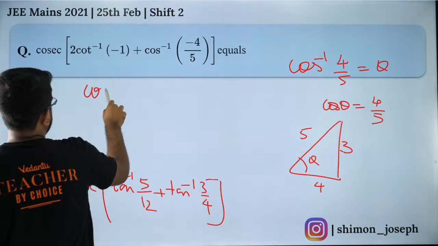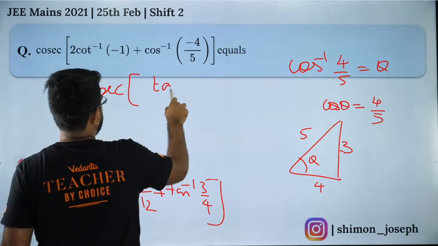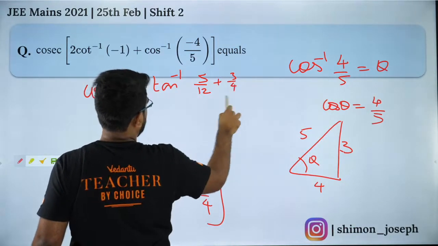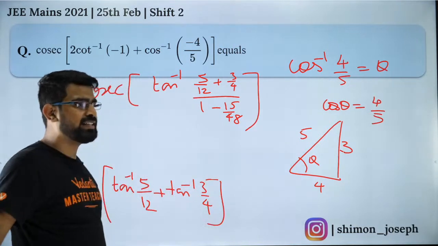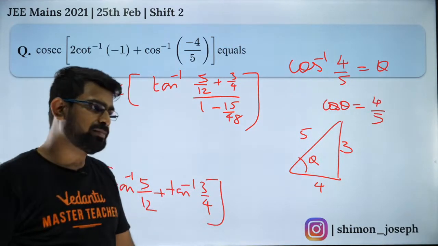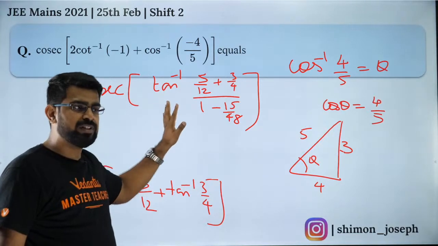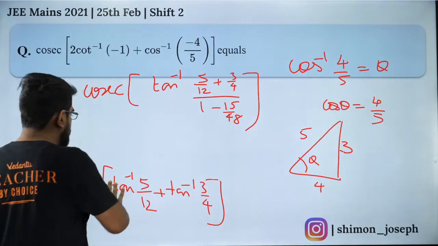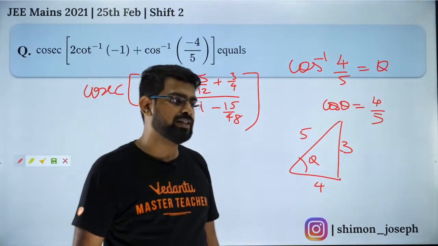Now it will be cosecant of tan inverse of 5 by 12 plus 3 by 4, which will be tan inverse of 5 by 12 plus 3 by 4 by 1 minus 15 by 48. Is that correct, guys? Did you all get that? Can you all complete it? Are you all fine with this? You guys can complete it after this, right? Okay, great. So that is how you solve it, my dear students. I hope you guys are clear.